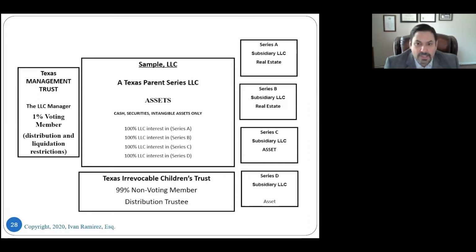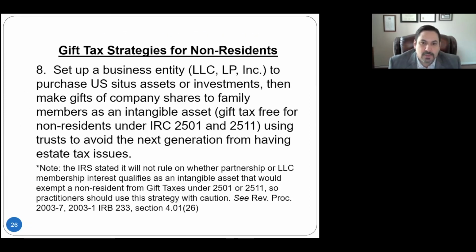So let's say the value of this real estate, let's use a real example. I actually did this for a client from Mexico City that has properties in Florida, Texas, and California, and we did this series LLC for him. In addition to segregating the assets in different subsidiaries, we created trusts to own the actual membership interests. In this case, we have a management trust, and then we created an irrevocable children's trust. And then we make gifts of membership interests to the children's trust, which is again exempt as an intangible asset for non-U.S. residents. So let's go back to the chart.